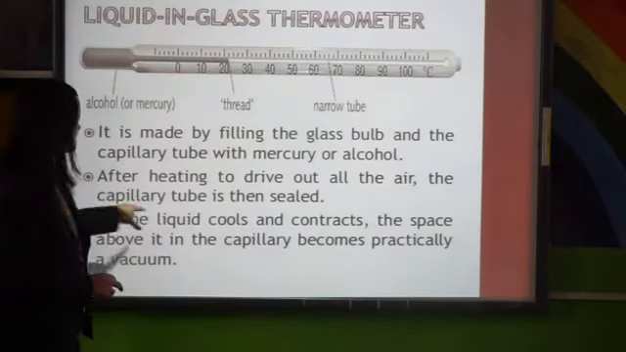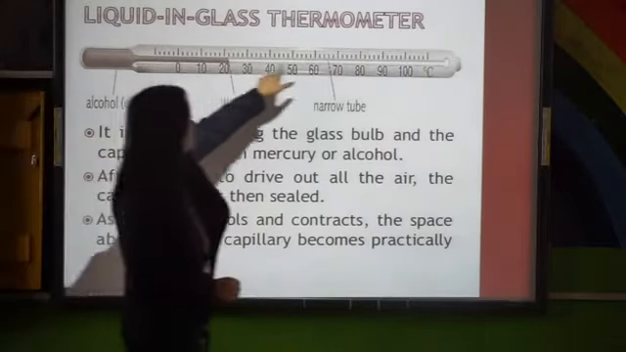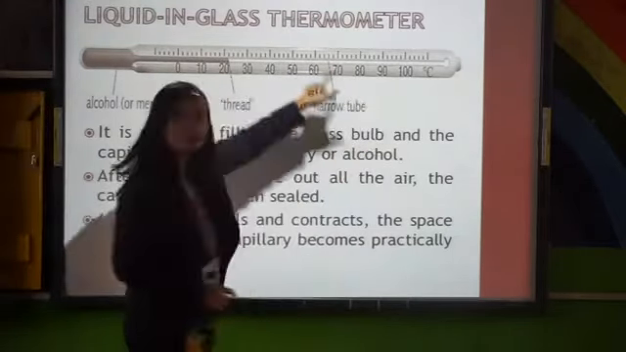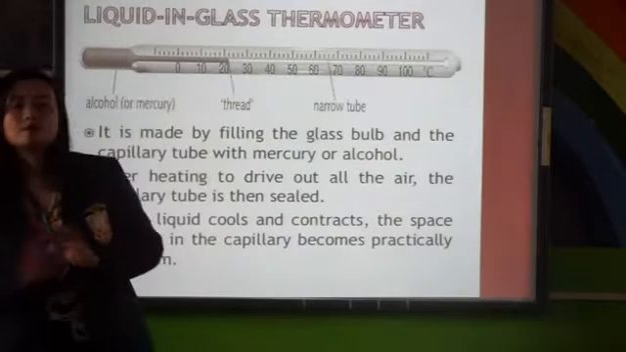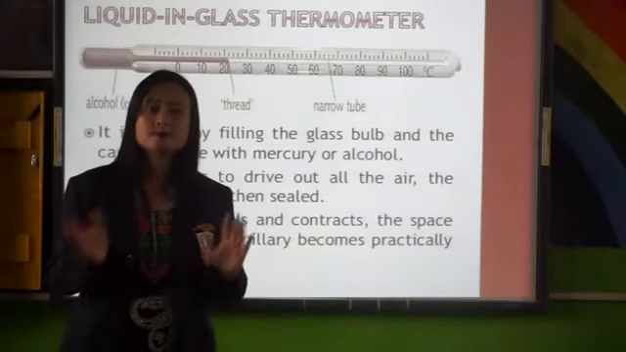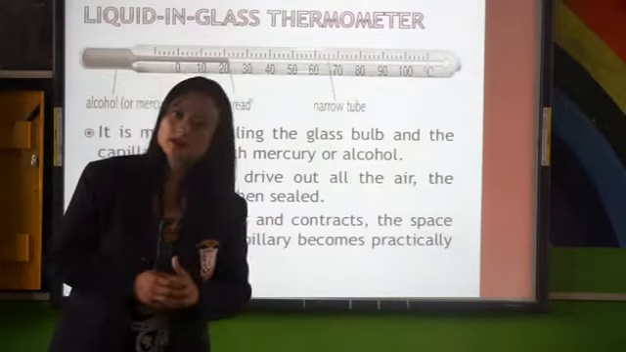As the liquid cools and contracts, the space above it in the capillary becomes practically a vacuum. Means this space here, the empty space, that will be completely empty. That means there will be no air. All the air has been removed, so that the reading would be correct. Got it?